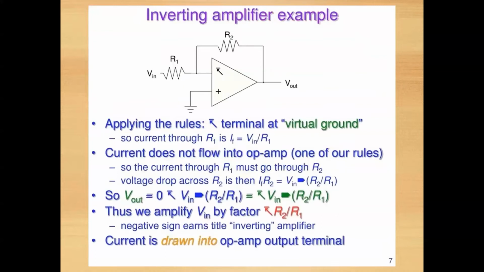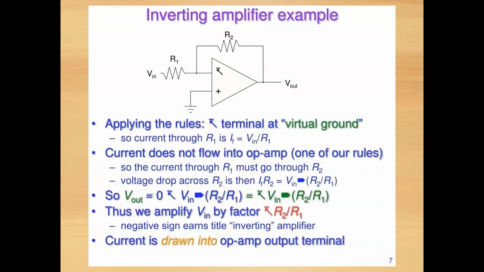Inverting amplifier example, applying the rules: the negative terminal is at a virtual ground. So the current at R1 is equal to IF, which is equal to Vin upon R1. So the voltage drop across R2 would be IF R2, which is Vin times R2 by R1, so V output is equal to minus Vin R2 by R1. Thus, the Vin is amplified by a factor of minus R2 by R1. The negative sign earns the title of the inverting amplifier.